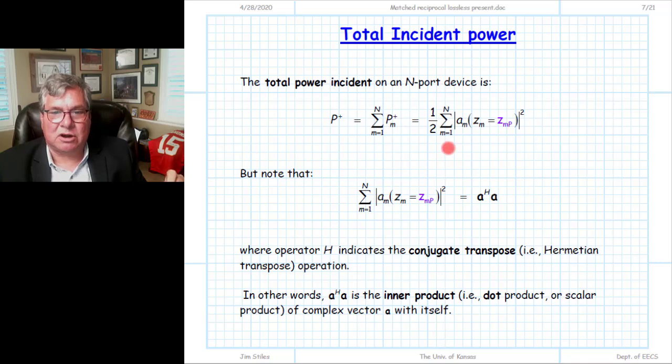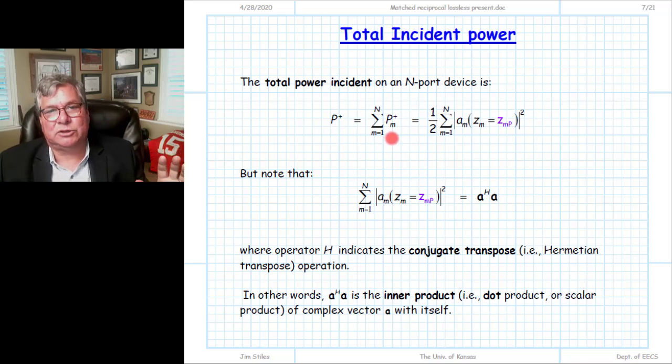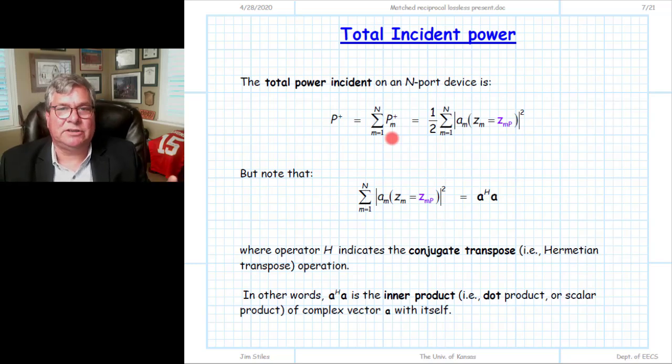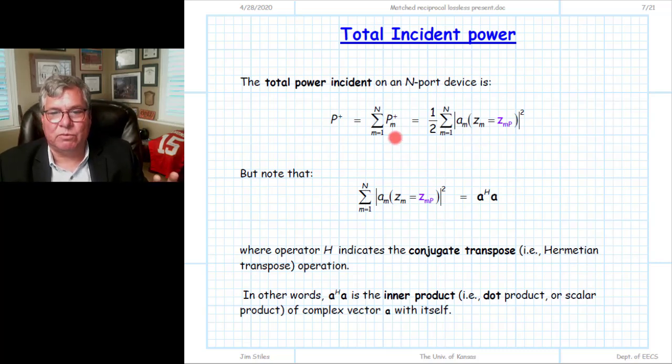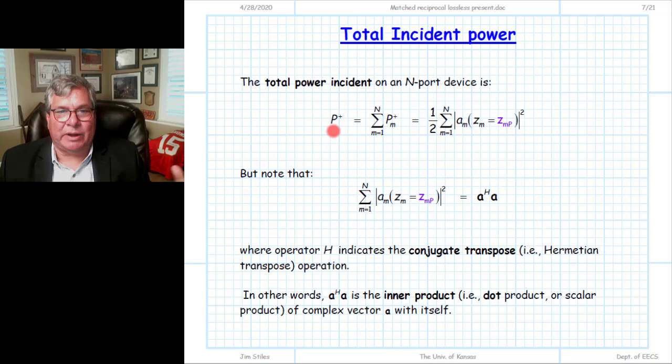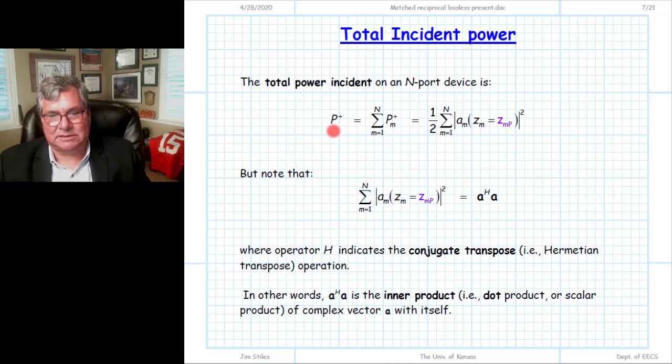All right, so we're going to start here with a total incident power. We're going to sum the power associated with each of the incident waves on each of the ports. So this is the power associated with the normalized wave function A, wave propagating toward the ports. And so we're going to add them all together, and we're going to say this is the rate at which energy is being carried toward the device, carried by the incident waves propagating toward the device.